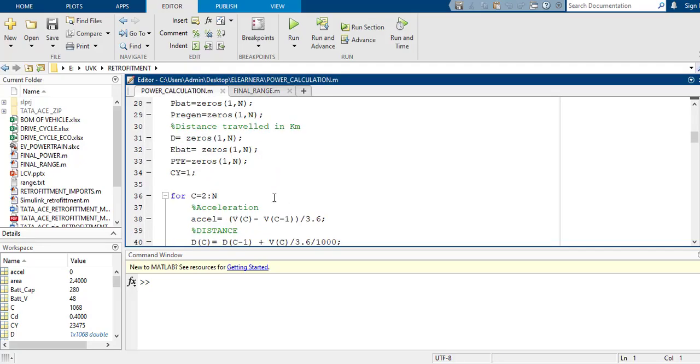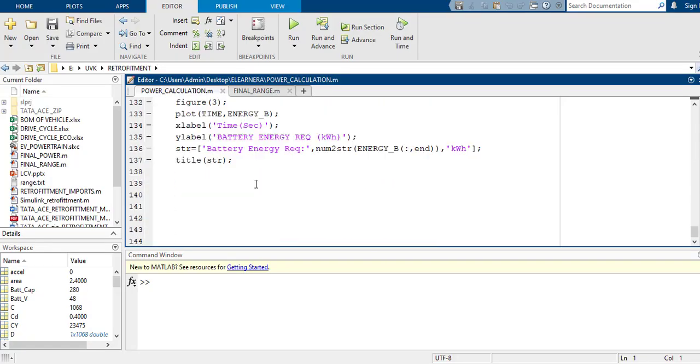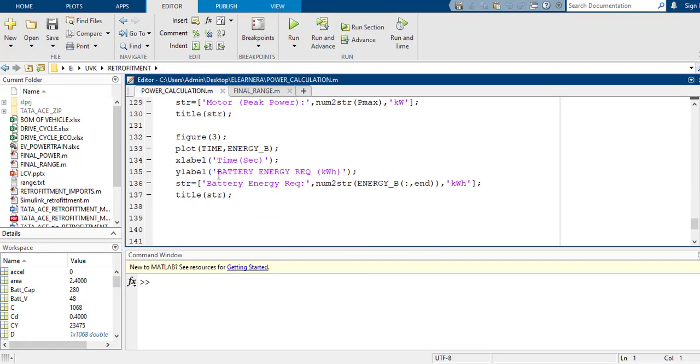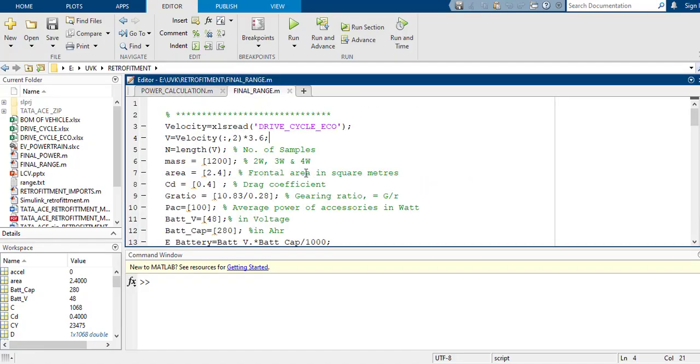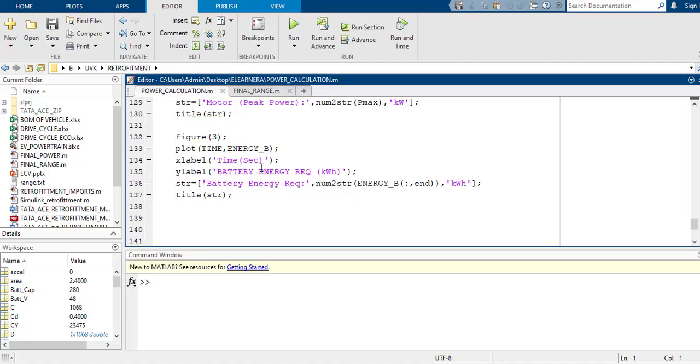So from this we have already calculated the energy required for a battery in kilowatt hour for one particular cycle. After how many cycles it is going to discharge, we will find in this tutorial. So let's start.